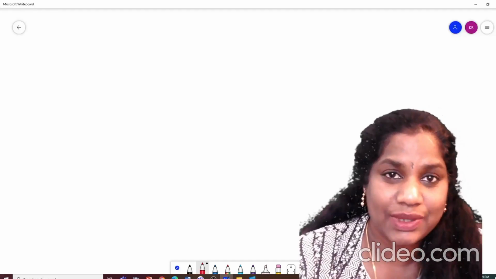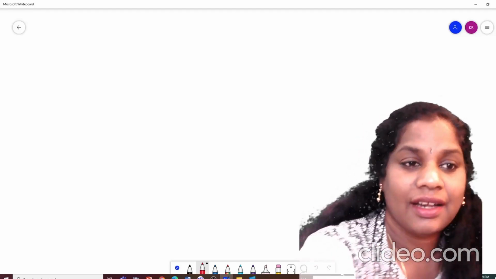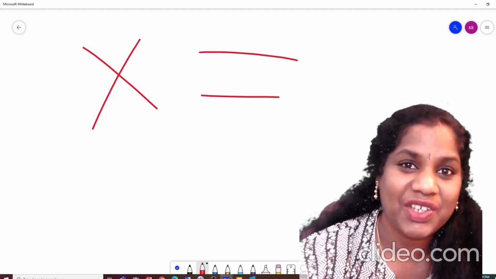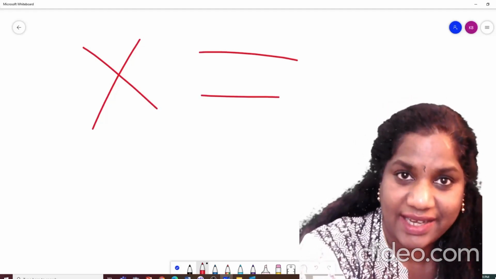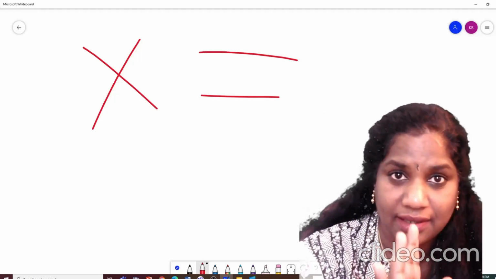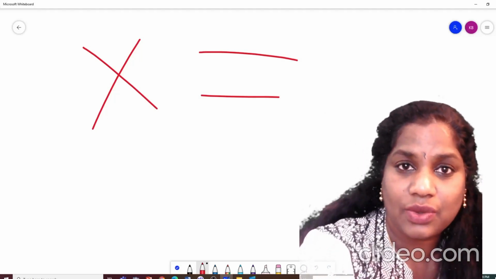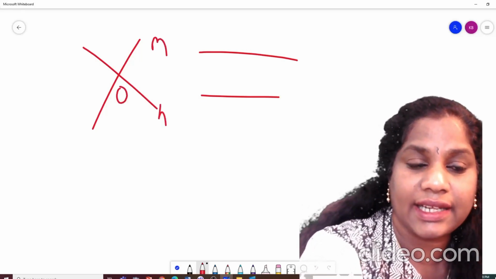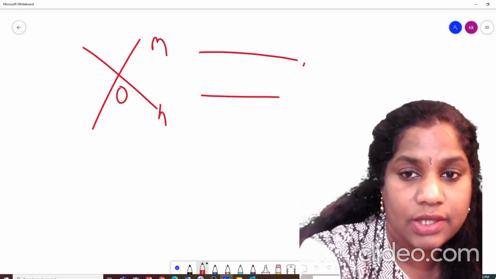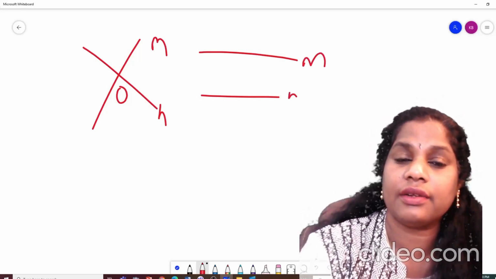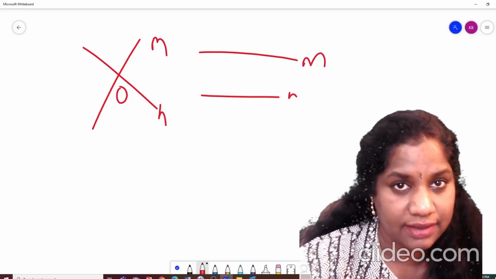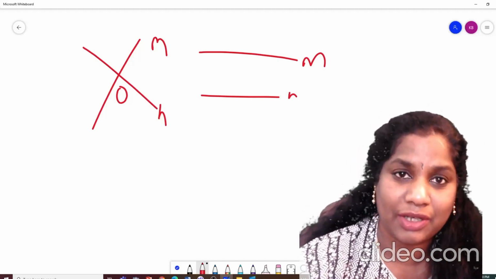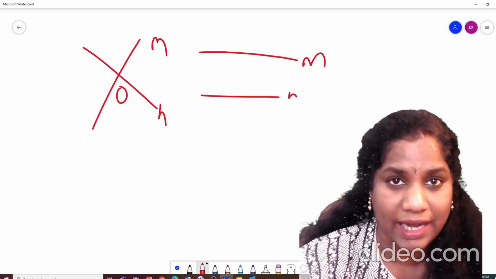So let us start with the basics, right? You see two types of lines here. What are those? Intersecting line and parallel line, correct? These two lines M and N are intersecting at O. These two lines M and N are not at all intersecting, right? These are the two types of lines which you will come across, intersecting lines or parallel lines.